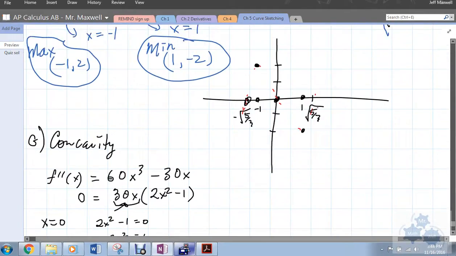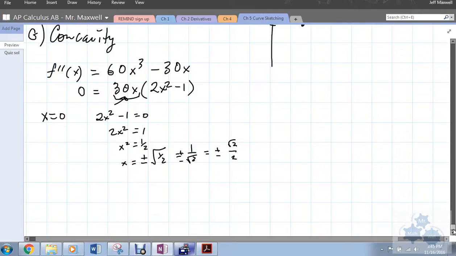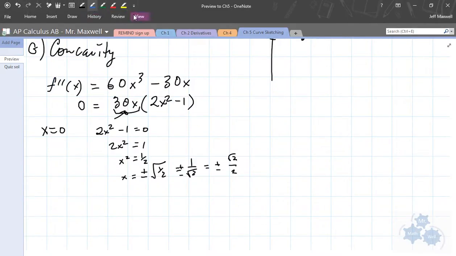Well, that's interesting, isn't it? Because we just talked about the fact that we don't know what's happening in between here, and it just so happens that we have a point of inflection right about here and right about here. Interesting. So the concavity changes. Well, let's do a little sign analysis here to find out exactly what concavity we have.